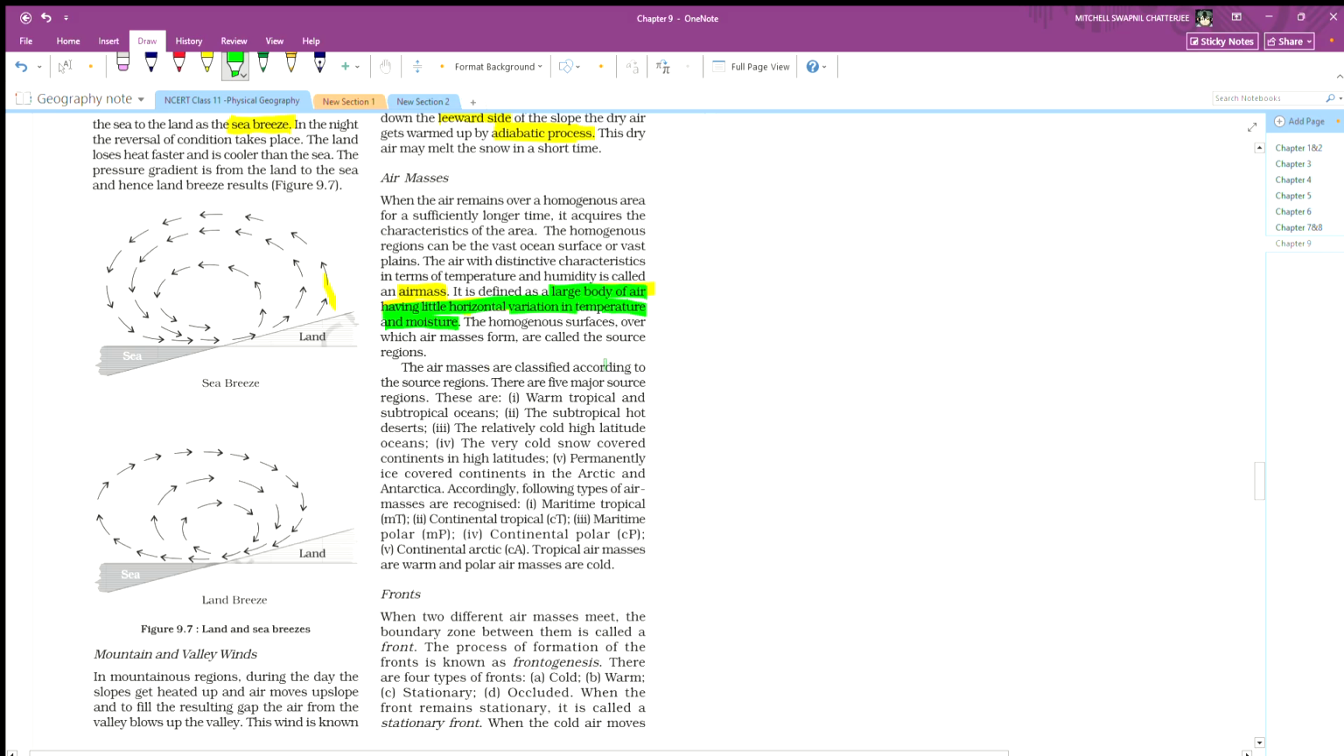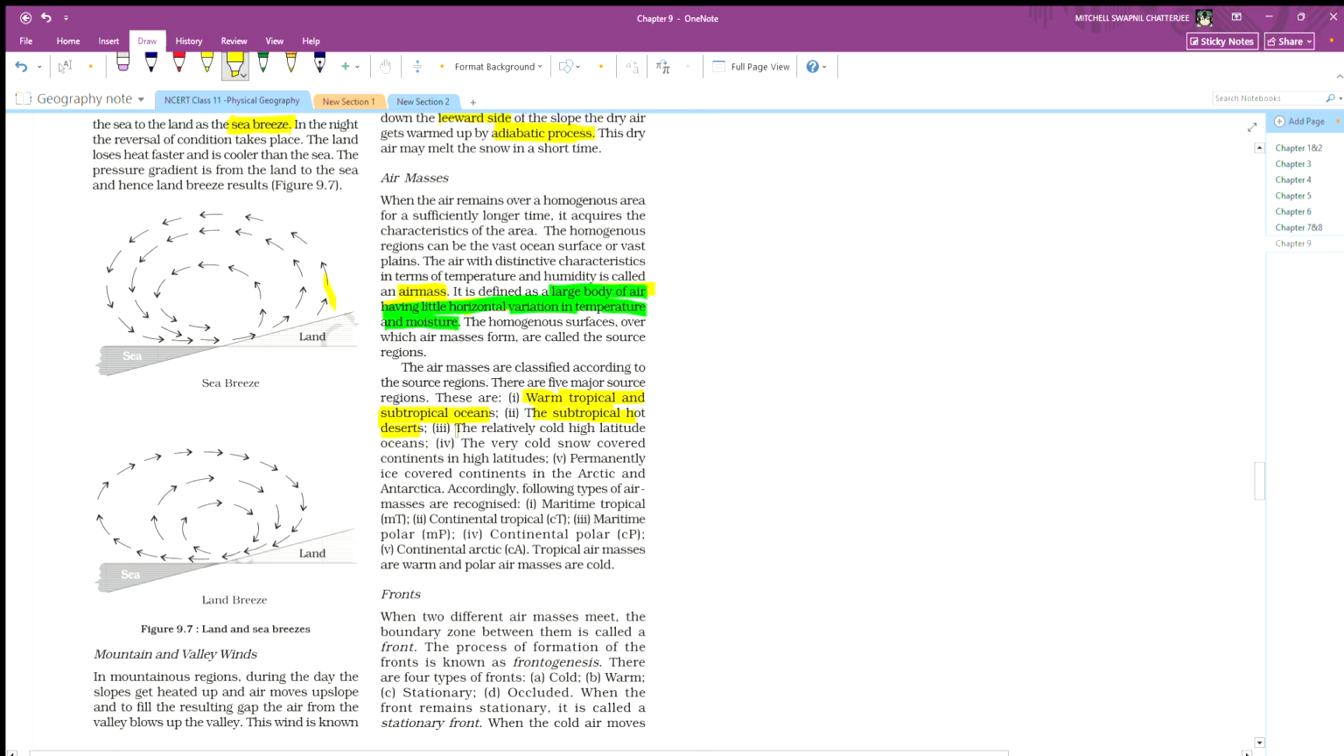The air masses are classified according to the source region. There are five major source regions. The first source region is warm tropical and subtropical ocean. The second is subtropical hot desert.